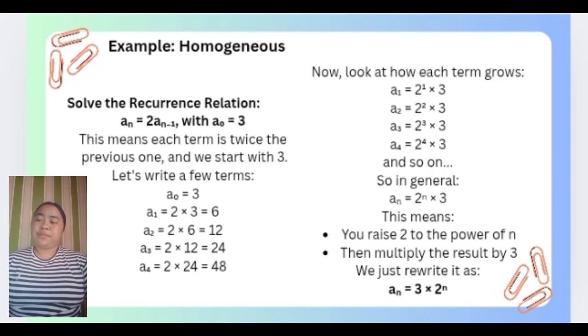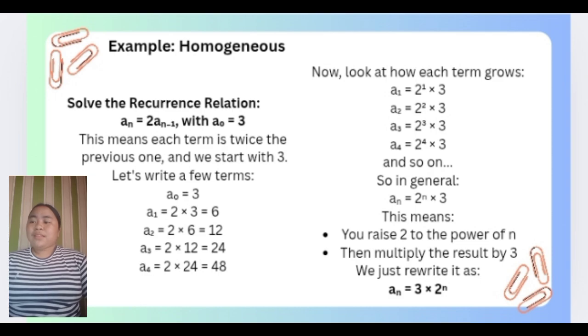So let's write a few terms. a sub 0 is equal to 3, so it's given. a sub 1 is equal to 2 times 3, which is 6. Where do we get the 2? We get the 2 from the given a sub n equals 2a sub n minus 1, and the 3 we get from a sub 0. Then next is a sub 2. Let's have the same process: 2 times 6 is equal to 12. We get the 6 from the result of a sub 1, and so on.